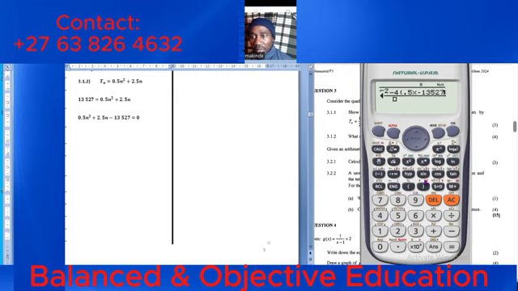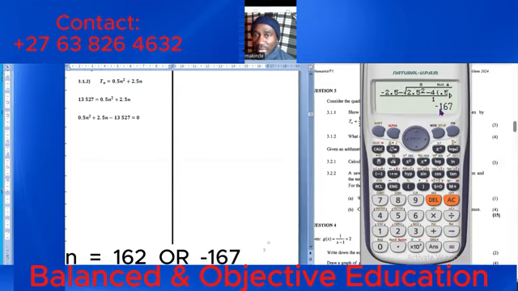Then we close the bracket. We use the down arrow. And here you have 2 times 0.5, and that gives us a value of 1. And the value there will be 162. Now let's look for the other value of n. Remember, the first value is 162. So the other value of n will be 167.